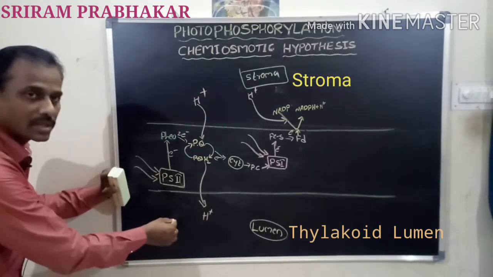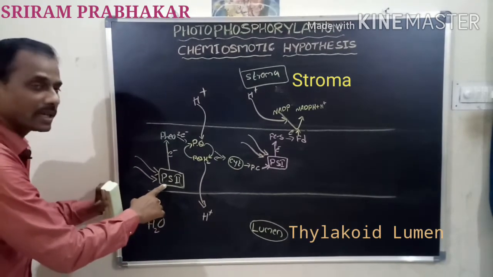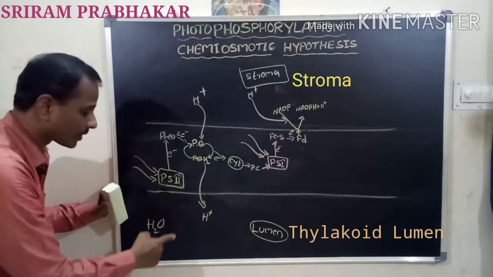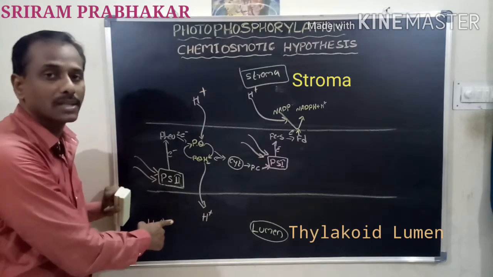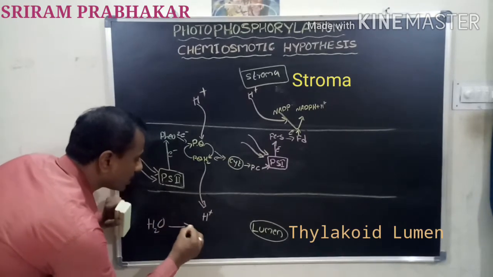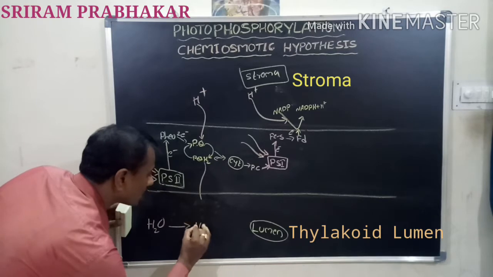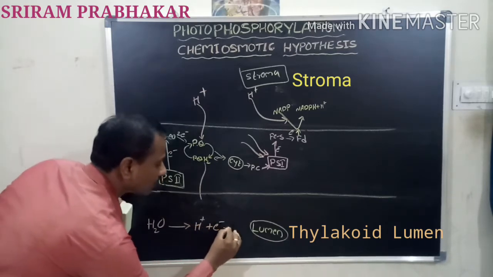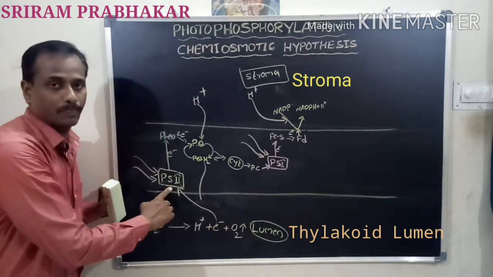Then another process is there, that is photolysis of water. That means PS2 lost its electron due to receiving light. It gets the electron from the splitting of water. This process is called photolysis of water. We know about that from the last class. The water is split into different ions, those are protons, electrons and oxygen gas.